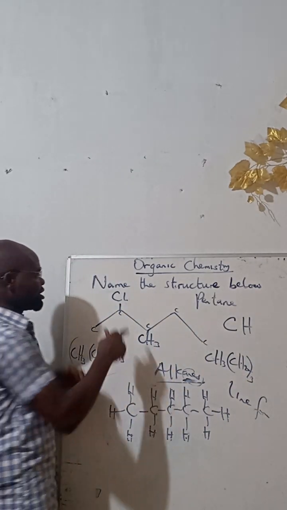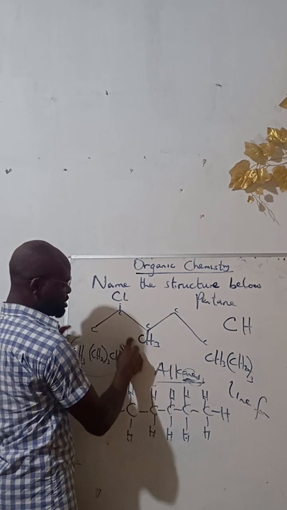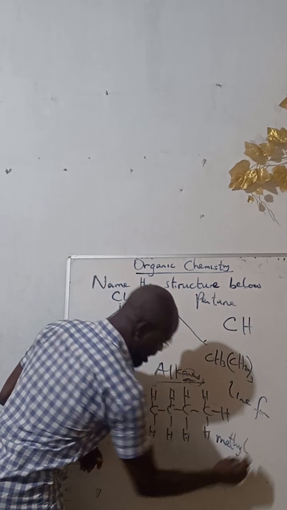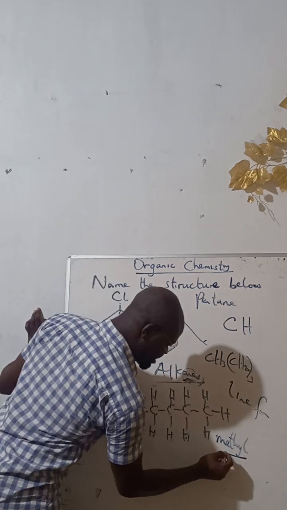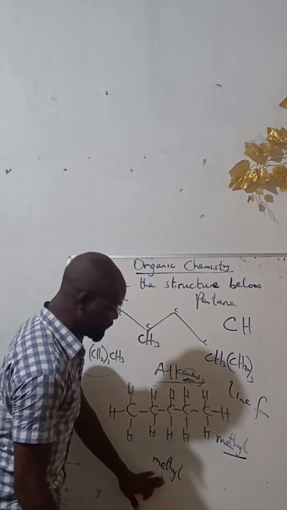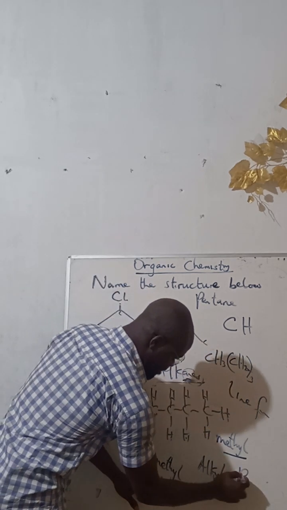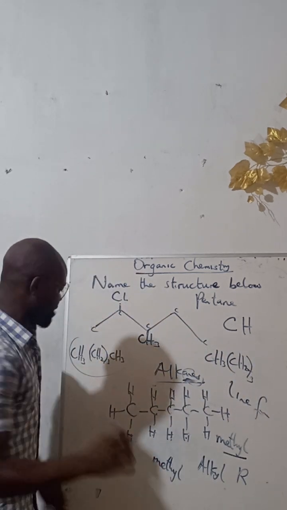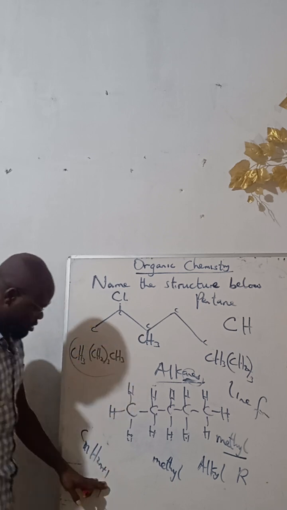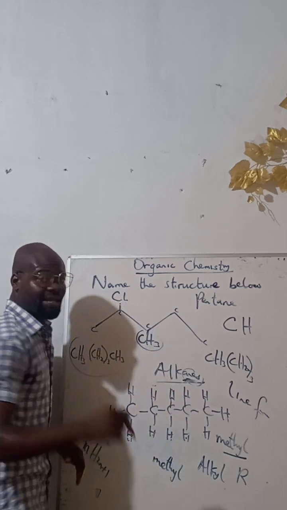Now, let's look at all these branches. We have chlorine here, and this CH3 means methyl. CH3 is taken from the alkyl group, the R group. Alkyl has a general formula CnH2n+1. I will do that in some other class, but for now, just know that once you see CH3, it means methyl.